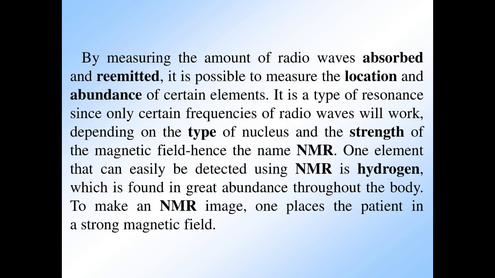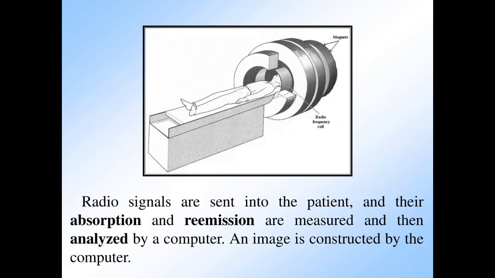By measuring the amount of radio waves absorbed and re-emitted, it is possible to measure the location and abundance of certain elements. It is a type of resonance since only certain frequencies of radio waves will work, depending on the type of nucleus and the strength of the magnetic field, hence the name NMR. One element that can easily be detected using NMR is hydrogen, which is found in great abundance throughout the body. To make an NMR image, one places the patient in a strong magnetic field. As we see in this photo, radio signals are sent into the patient and their absorption and re-emission are measured and then analyzed by a computer.